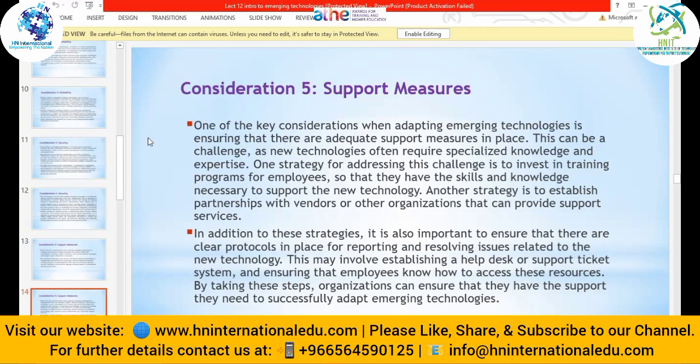Now, for the support measures, you should train your employees or send your employees to training sessions when some new technology comes. There should be one staff member who is aware of every new technology and how to operate that technology. He or she should be trained and specialized in knowledge, or otherwise you have to contact some organizations who are experts and can provide support services to you.